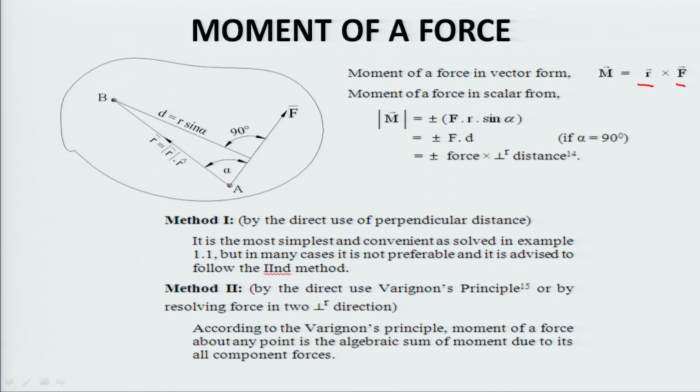Force F is acting in this figure. This is the body and a force is acting at point A, and we need to find out the moment at this point. This point A makes angle alpha with this line.